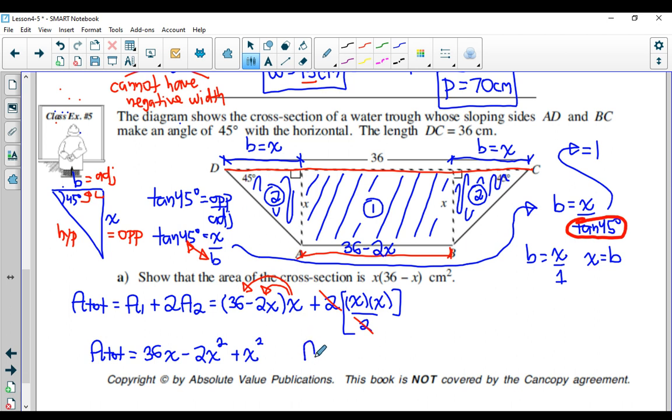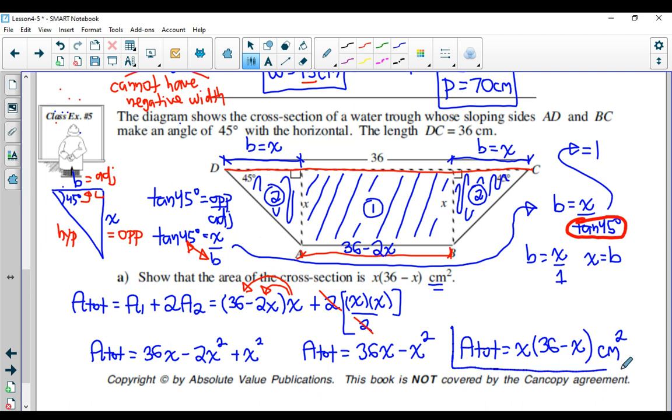Okay, so then my total area would be equal to, combine like terms. We'd have 36x, and then negative 2x squared plus x squared would be negative x squared. And then we just would factor out the common x. And now we get a total of x times 36 minus x. And we can add the units at the end here. We're dealing with area, so it'd be square units. And since we're dealing with centimeters, it'd be centimeters squared. Okay, so that's a simplified expression for what the area of this would be.